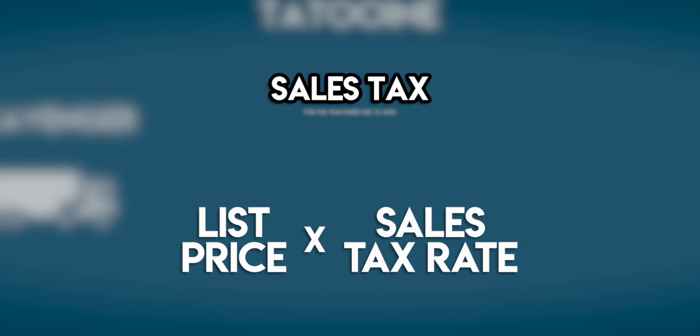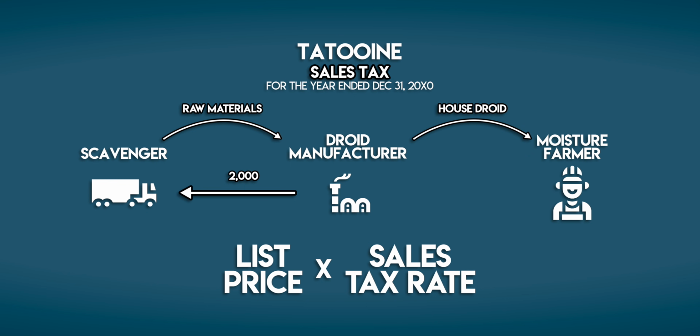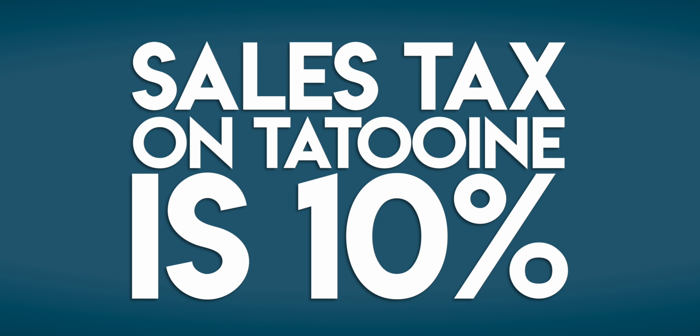A scavenger on Tatooine sells some raw materials to a droid manufacturer for 2,000 credits. The droid manufacturer uses these to build a house droid, which it then sells on to a moisture farmer for a list price of 10,000 credits. If the sales tax rate on Tatooine is 10%, who pays what?